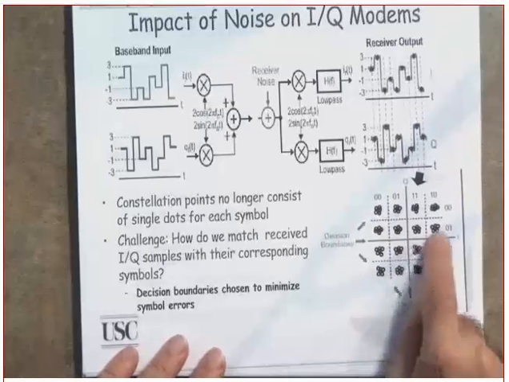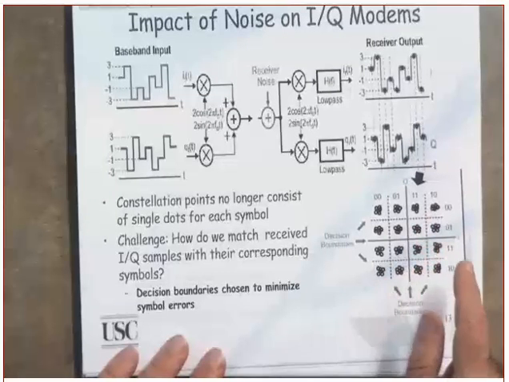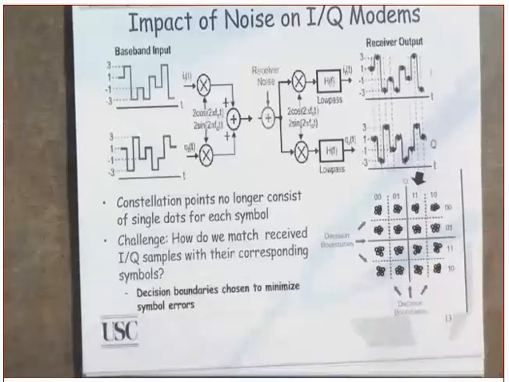So we need to create a boundary region to separate one from the other so that we can make a decision. We can make decision that minimizes the symbol error probability. Clear? Clear so far? Okay.